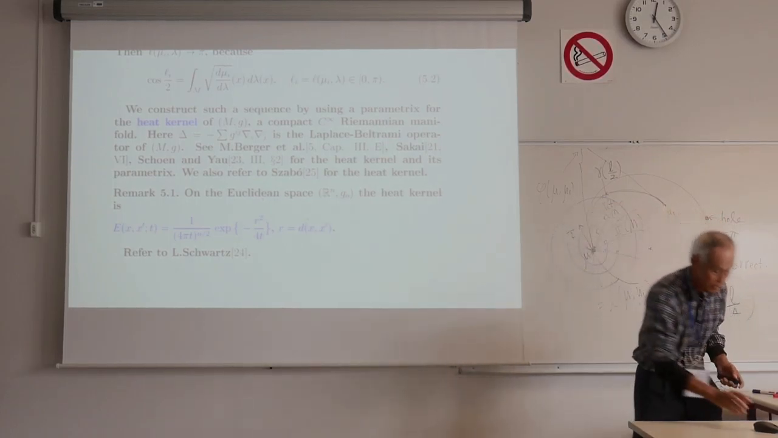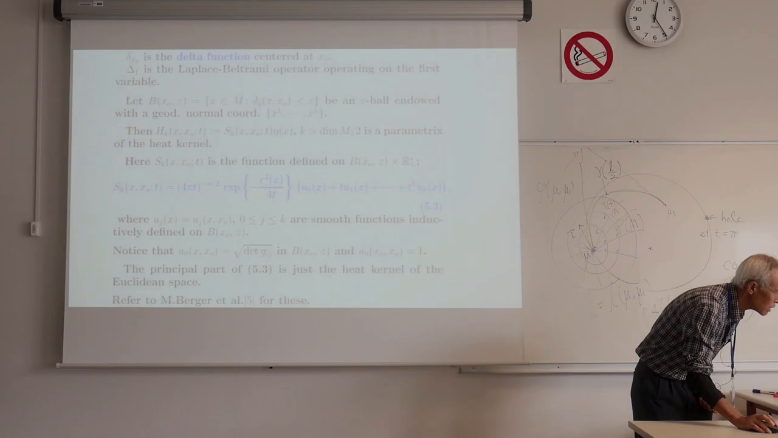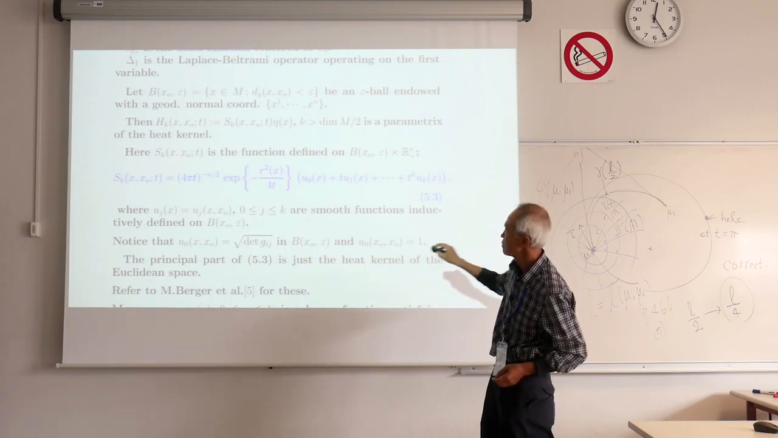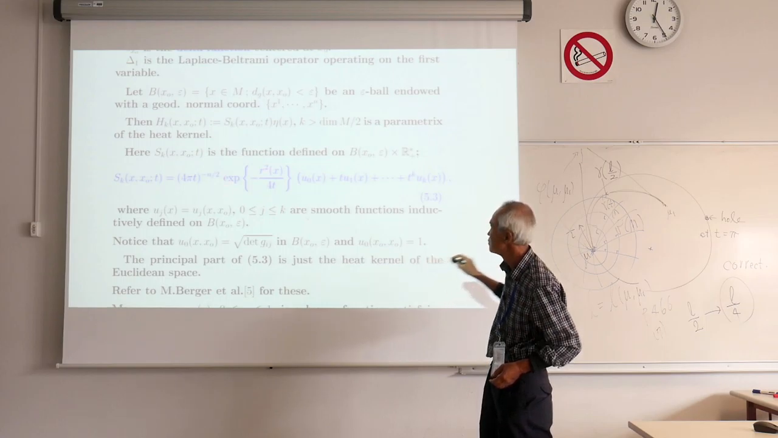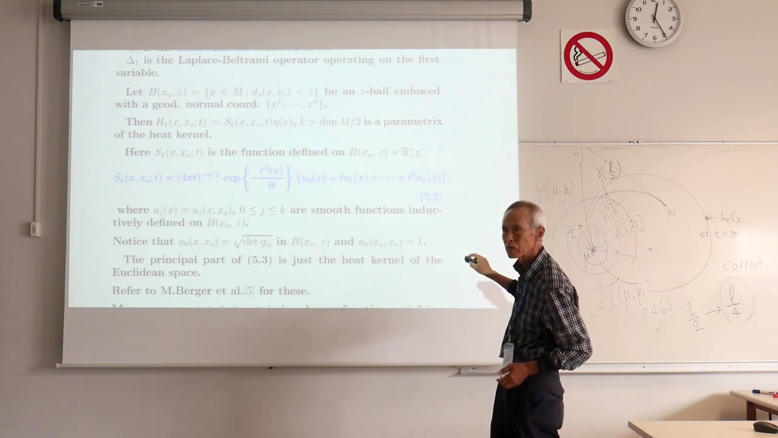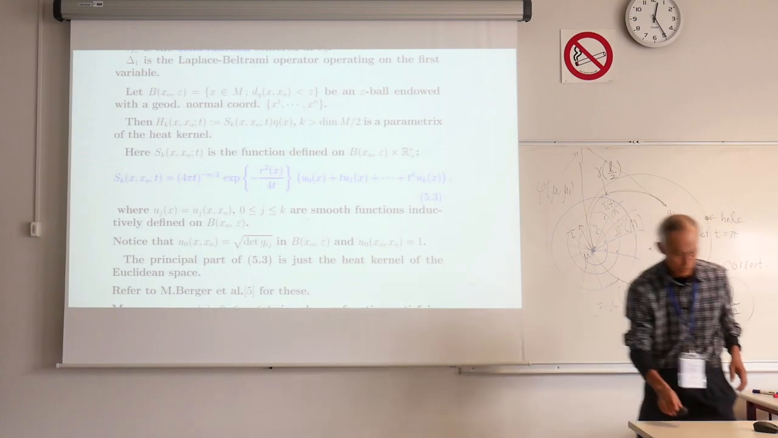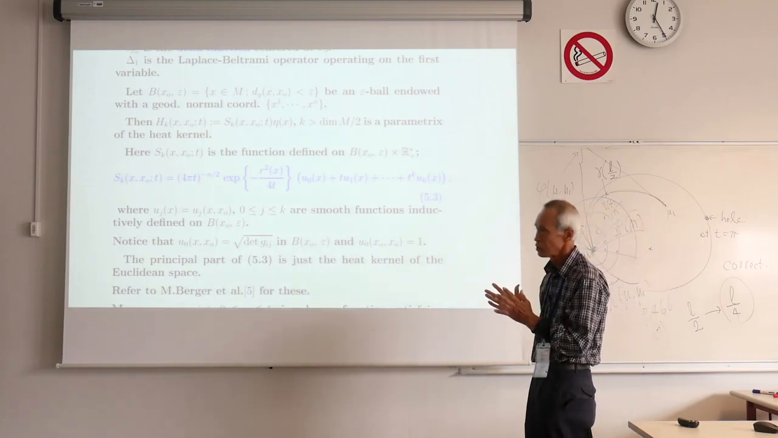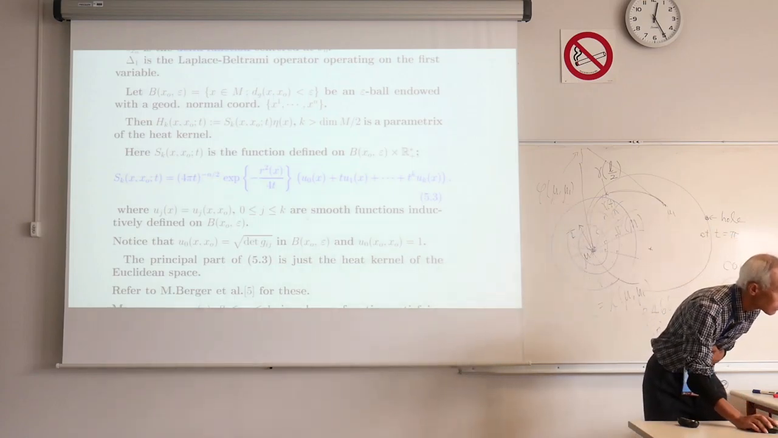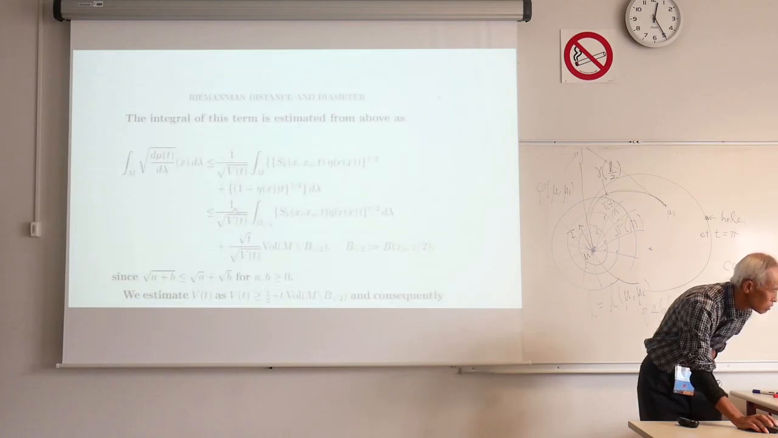But by using the parametrix, which is just this one. This is the parametrix, and this is the principal part. This principal part is just the heat kernel of the Euclidean space. And this is the polynomial part. Okay, so we can apply this parametrix to introduce some sequences of probability measures.